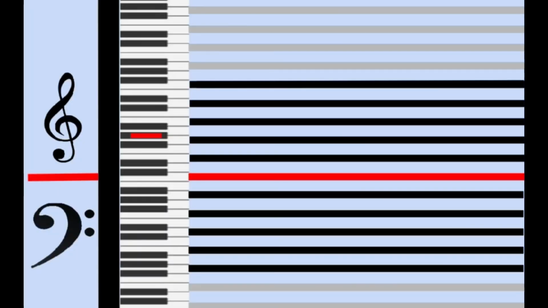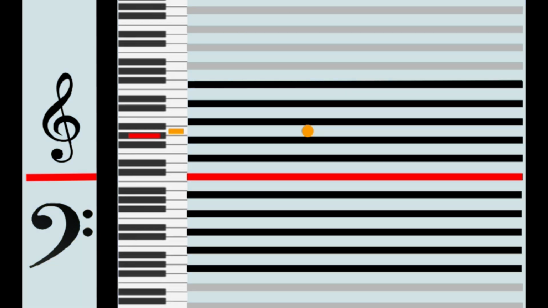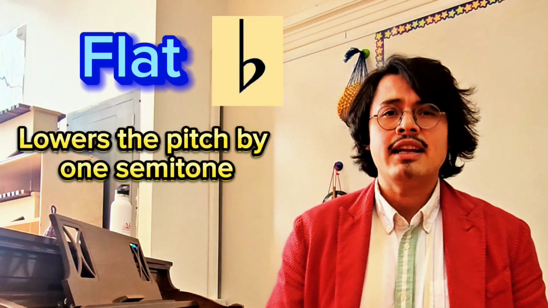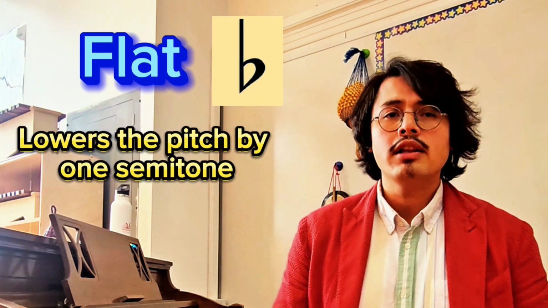The second way to arrive at the black key on the staff is by using the other key to its right. On the keyboard, I must go down one semitone from this white key in order to reach this black key. In order to do it on the staff, we're going to use a flat. This is a flat symbol. It looks like the lowercase letter b and it alters the pitch by lowering it one semitone.